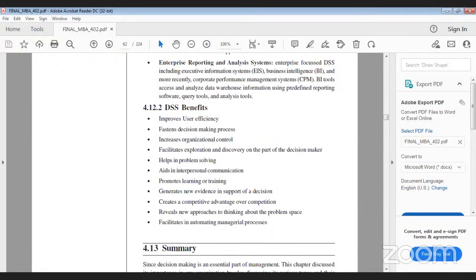DSS benefits: the first benefit is improved user efficiency, faster decision-making process, increased organizational control, facilitates exploration and discovery on the part of the decision makers, helps in problem solving, aids in interpersonal communication, promotes learning or training, generates new evidence in support of decisions, creates comparative advantage over competitors, reveals new approaches to thinking about the problem space, and facilitates implementing managerial processes.